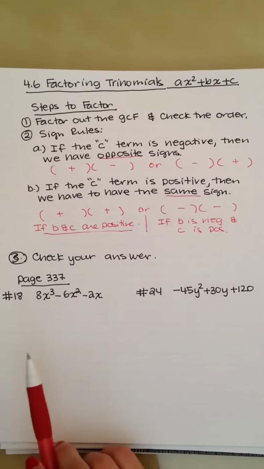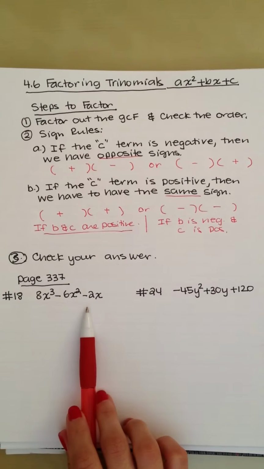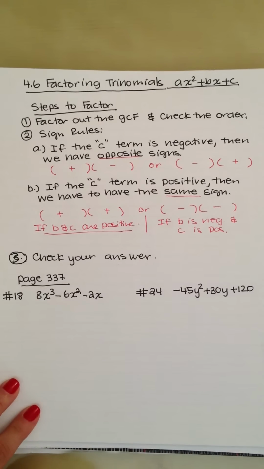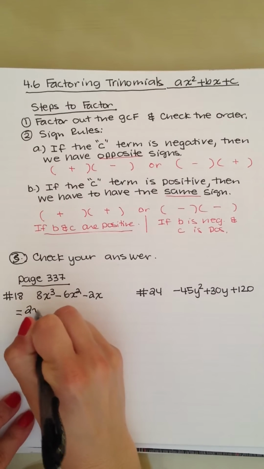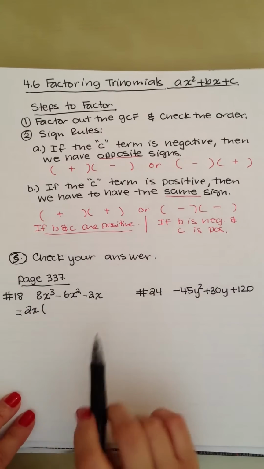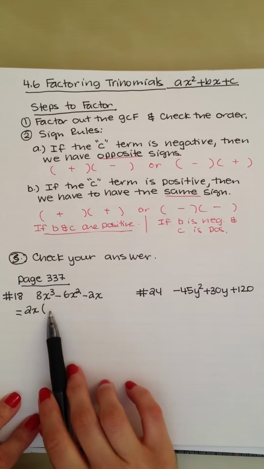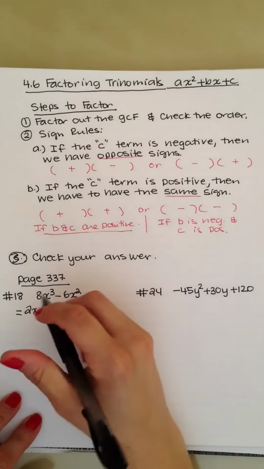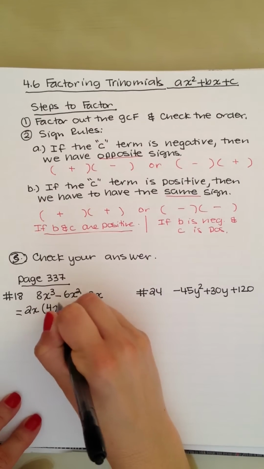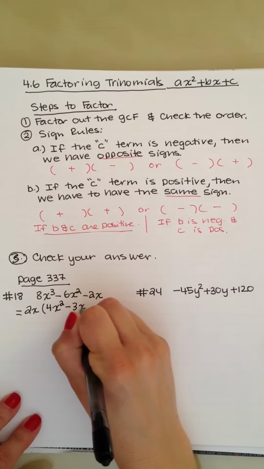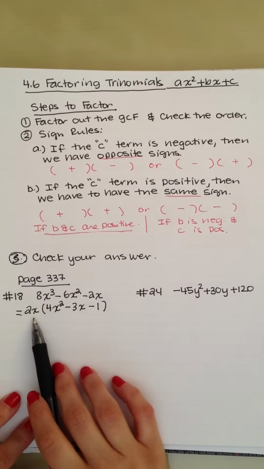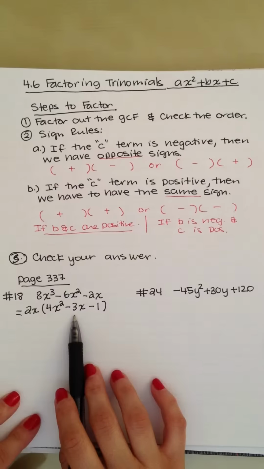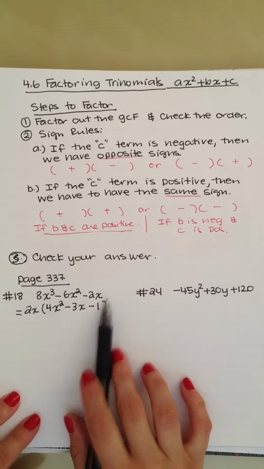Next, I want to see if there's a GCF. Look at this carefully and notice that there is a GCF of 2x. So we need to factor that out first. Okay, so we have our GCF, and then you need to write what the resulting trinomial is. So let's go ahead and do that. That's going to be 4x squared minus 3x and then minus 1. And you can check your work by distributing 2x back into the parentheses. Make sure you get back the original problem.